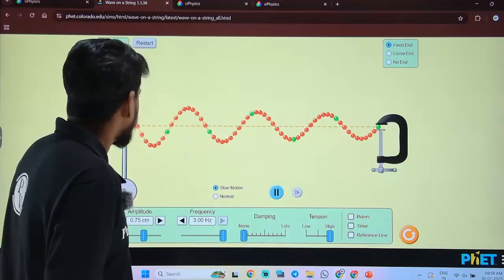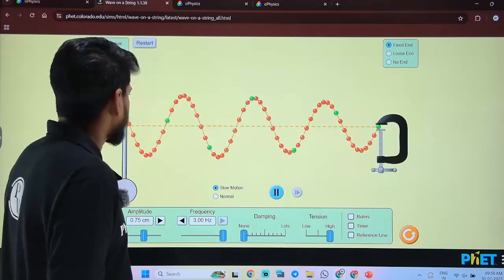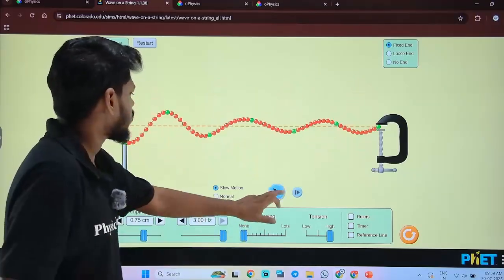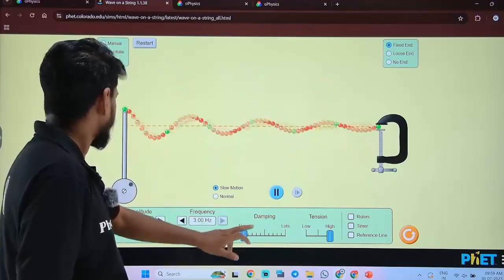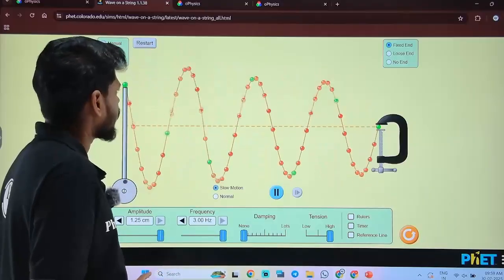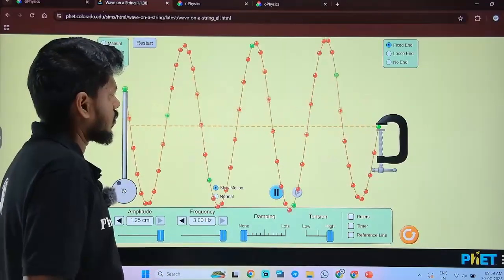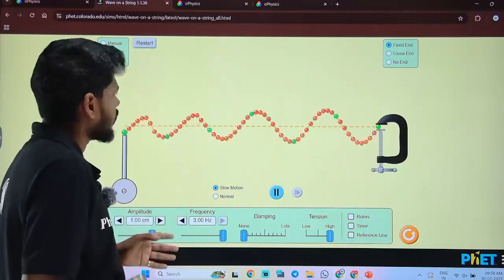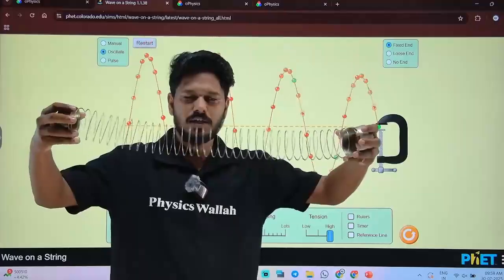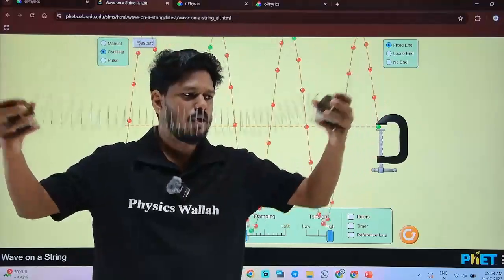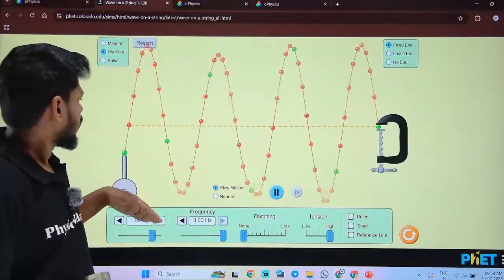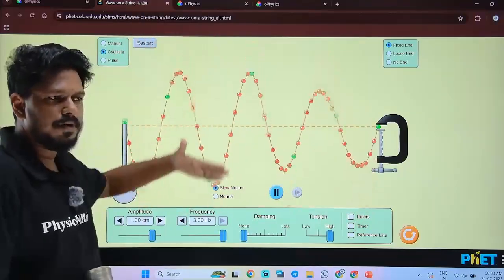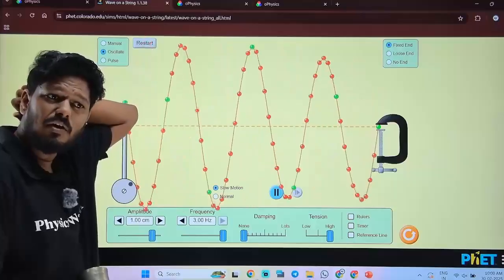Now it is okay. Initially it was a little bit less, right? I can even increase the amplitude. Let it be 1 centimeter. So if you see, you will be able to witness upward, downward, upward, downward. Can you see that? It doesn't look like the wave is going forward. It is just looking like up, down, up, down. It doesn't look like the wave is going in the forward direction.